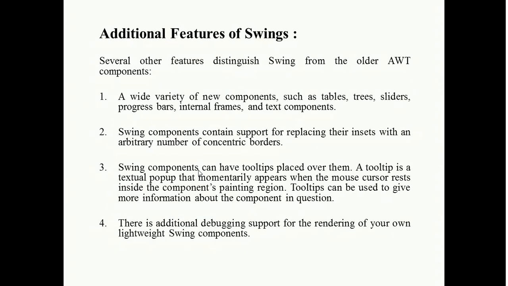Now let's see some additional features of Swing. Several other features distinguish Swing from the older AWT components. The first feature is a wide variety of new components such as table, tree, slider, progress bar, internal frame, and text components. These are the additional components in Swing.